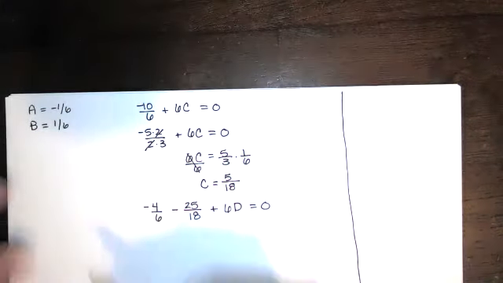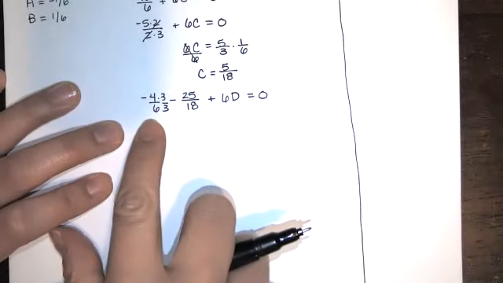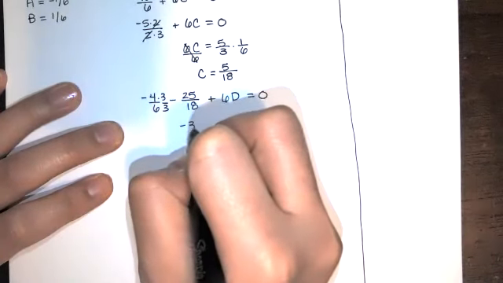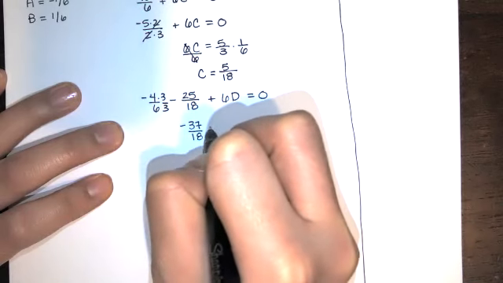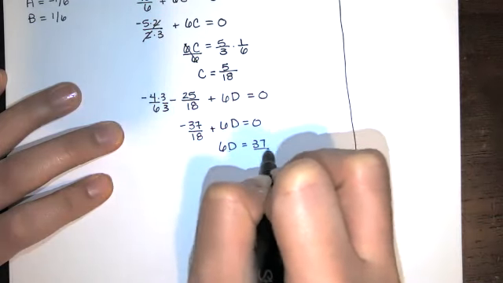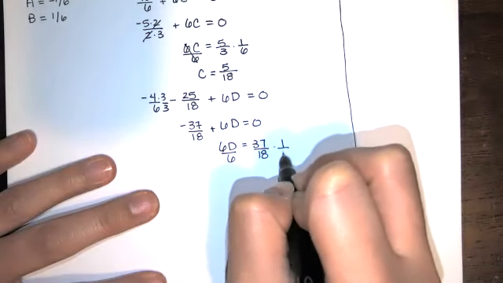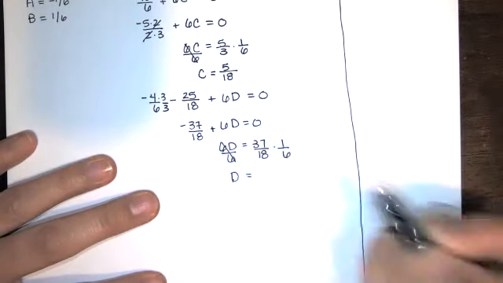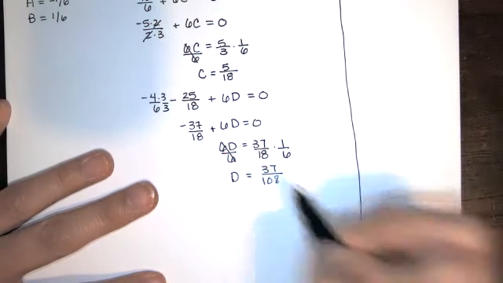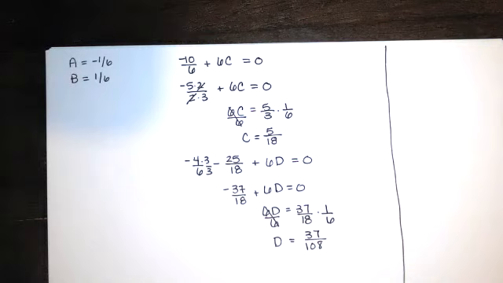Now we just need to solve for D. Let's multiply by 3 over 3 here. So I've got negative 12 over 18 minus 25 over 18. So that's negative 37 over 18 plus 6D equals 0. Let's add the 37 over 18 to both sides. And then we'll divide by 6 or multiply by 1/6, same thing. And we get 37 over 108. Okay. You found A, B, C, and D.